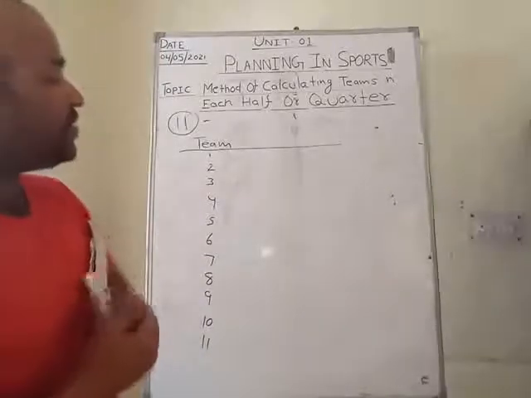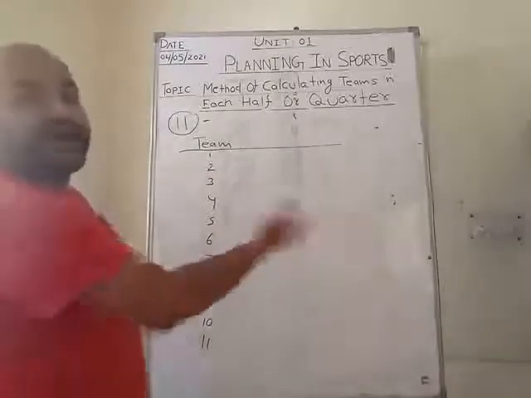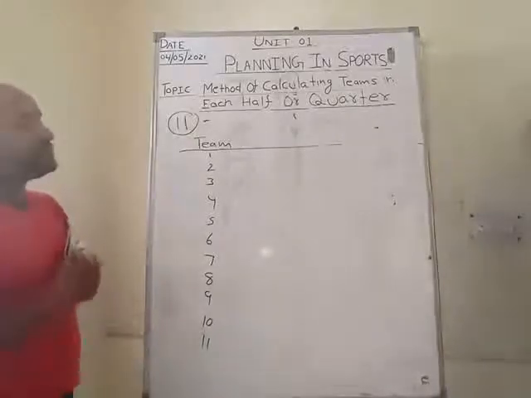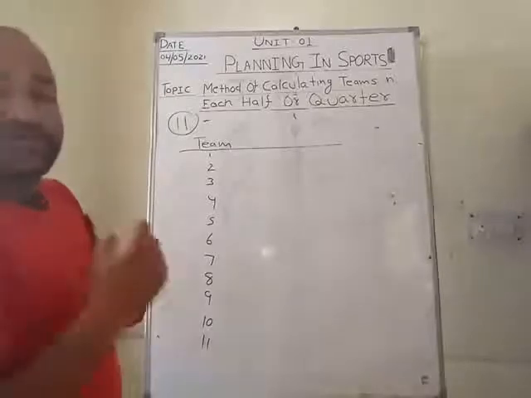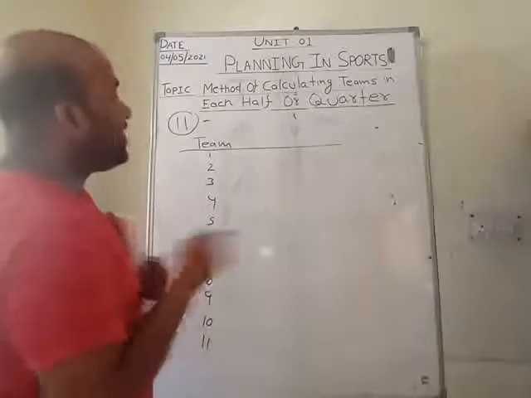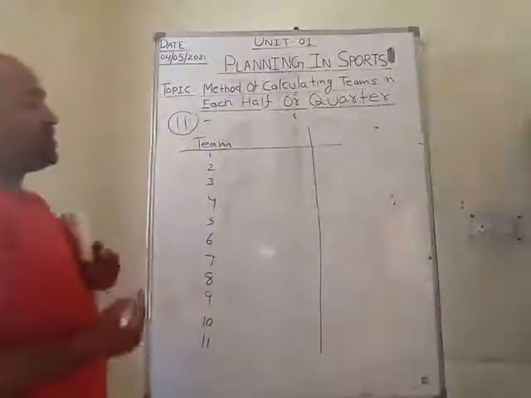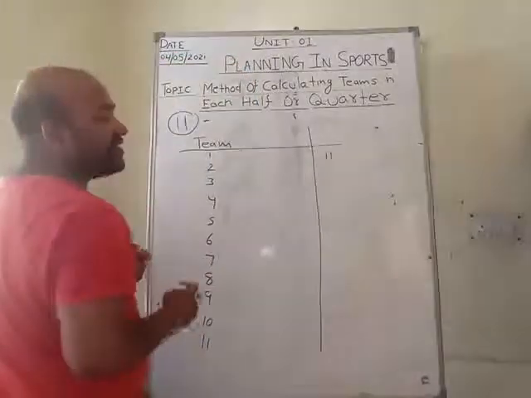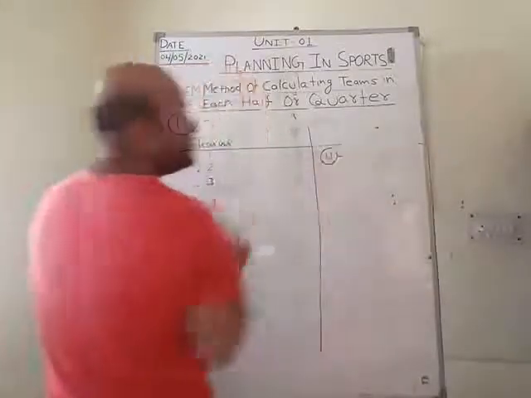Suppose I give you 16 teams, you can easily divide them between the upper half and lower half. But there are 11 teams. So how is it possible? I will give you one formula related to the upper half and lower half. Suppose 11 teams, on this rough paper. So the total number is 11 teams.